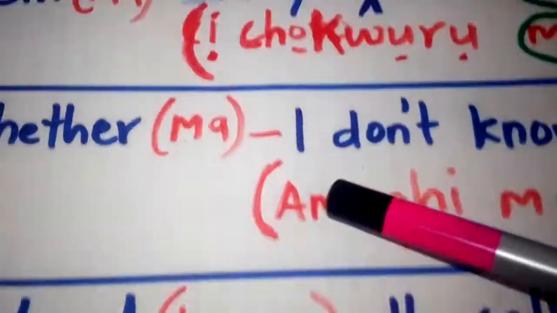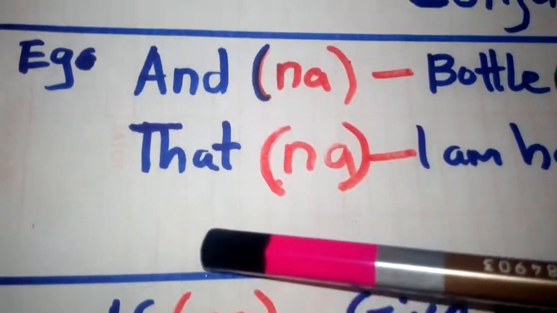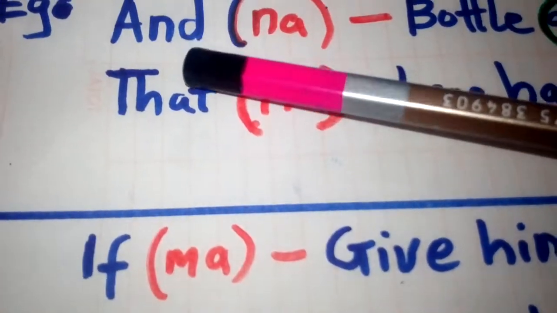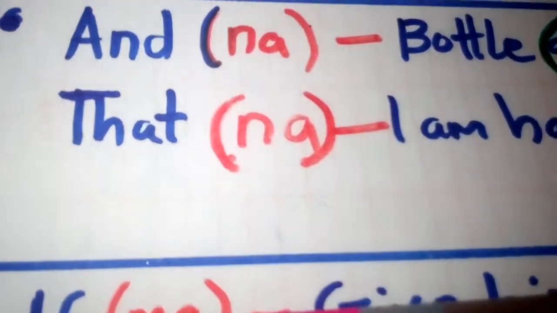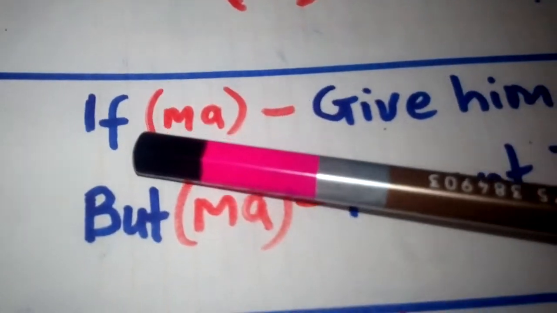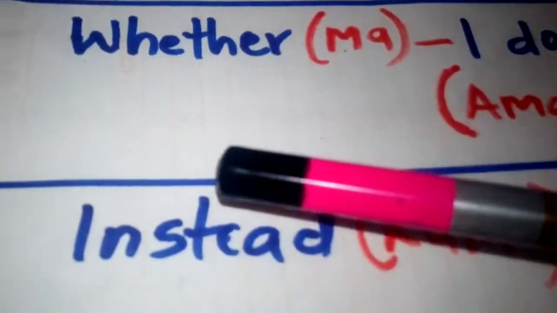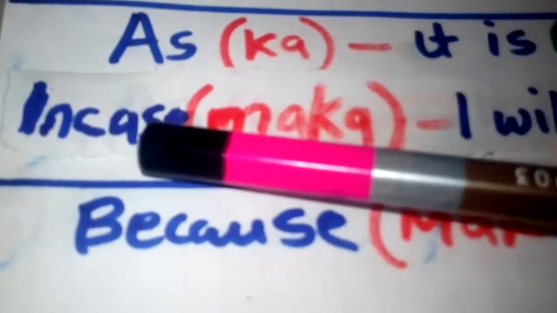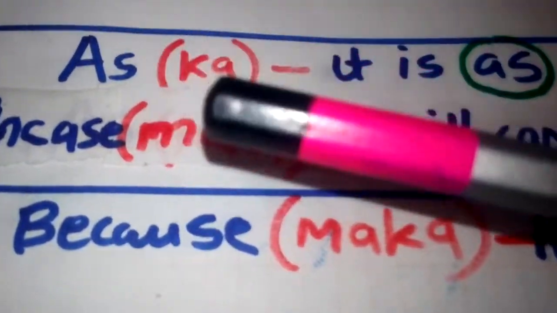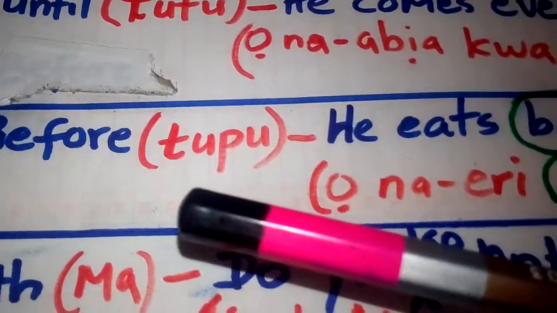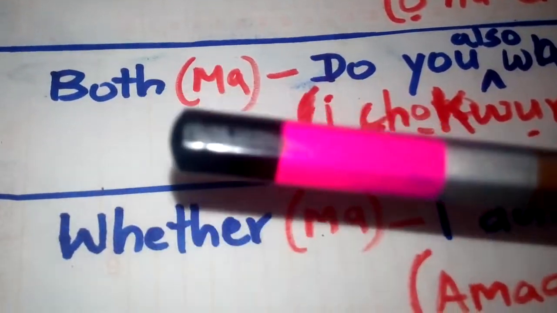So this is the group of words in English language that I use as a conjunction in sentences. So: and, that, if, but, until, before, both, whether, instead, as, in case, because, then. If there are other conjunctions, please drop them in the comment section, especially in English, so that other people will benefit from that.